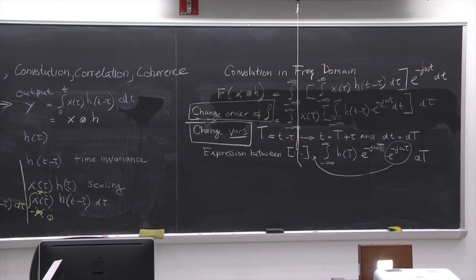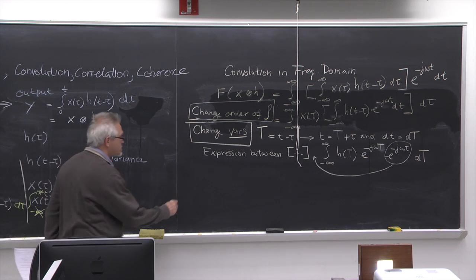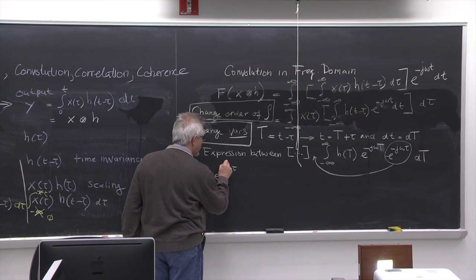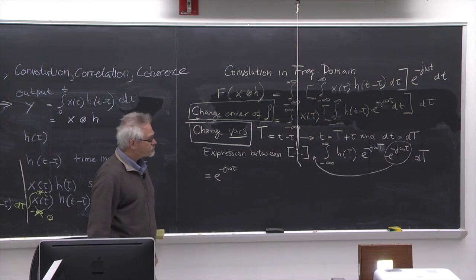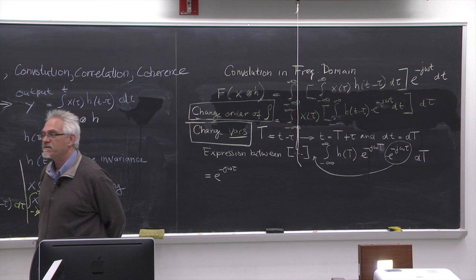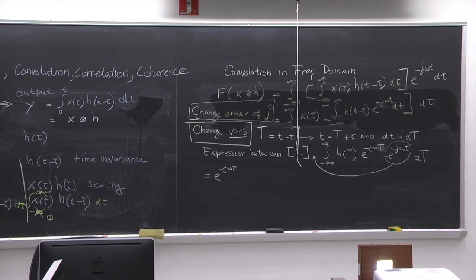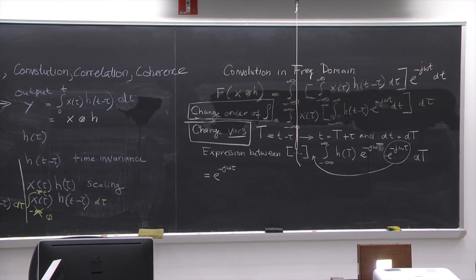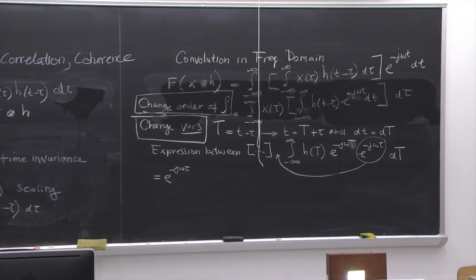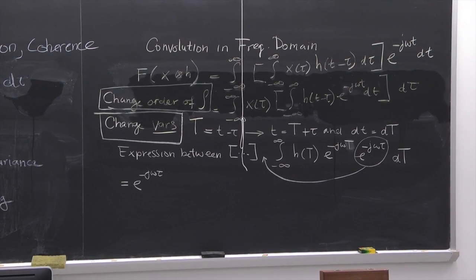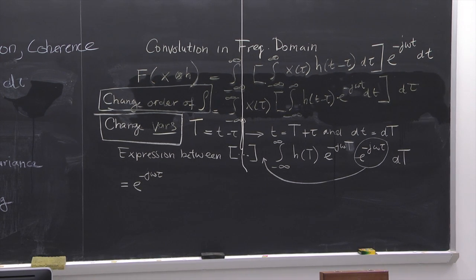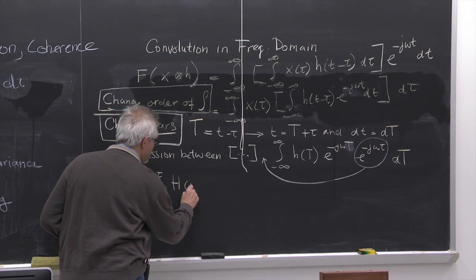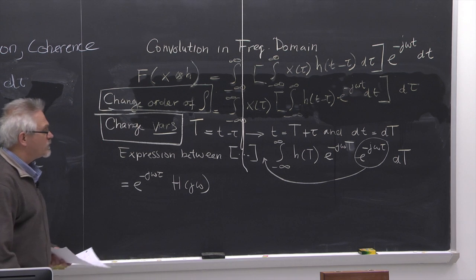So I can write this as e minus j omega tau times, and what is the rest of that expression? When I move e minus j omega tau out of the integration sign, do you recognize what the remainder is of that expression? Yeah, it's the Fourier transform of h, isn't it? Yep.